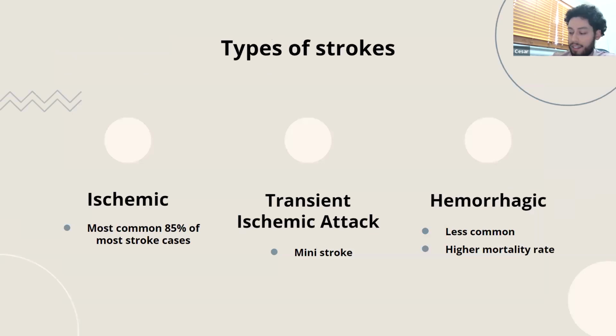Okay, so moving on to the types of strokes. There's ischemic stroke, which is the most common. It's about 85% of most stroke cases. And there's transient ischemic attack, and that's sort of a mini stroke. And the hemorrhagic, this one's less common, but it has a higher mortality. When I get into the treatments, I'm going to focus more, as I alluded to before, on the ischemic and transient ischemic attack. And I believe on the next slide, I'll explain the pathophysiology of what's going on.